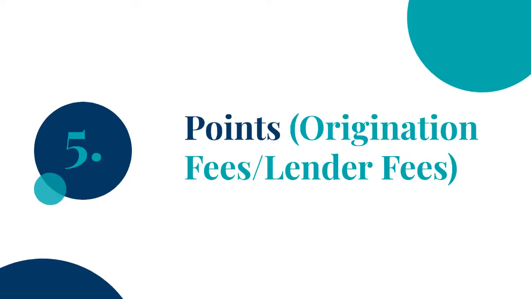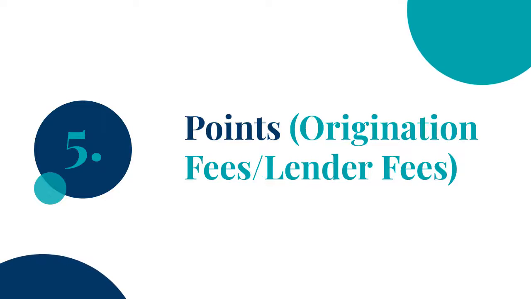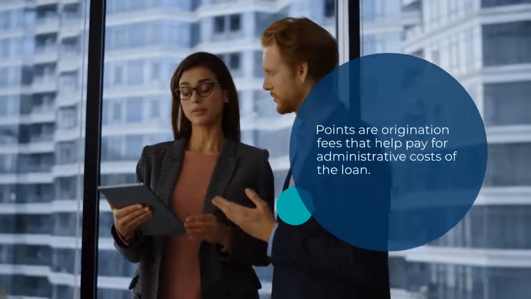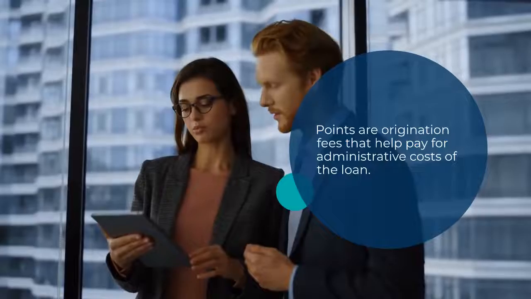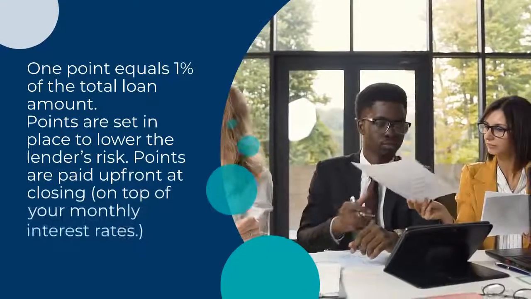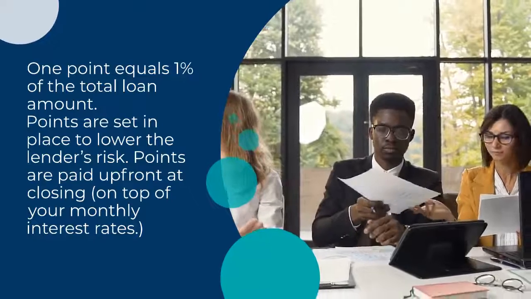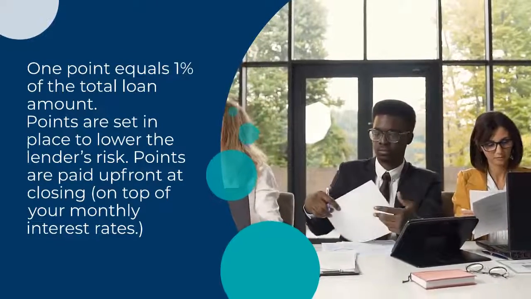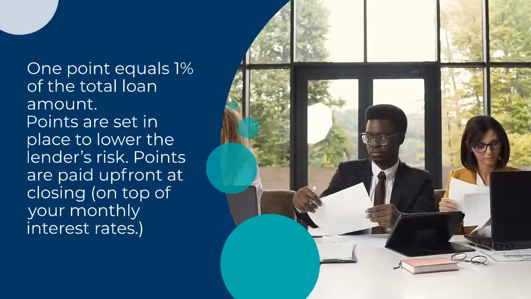Number 5, points, origination fees, lender fees. Points are origination fees that help pay for administrative costs of the loan. 1 point equals 1% of the total loan amount. Points are set in place to lower the lender's risk. Points are paid up front at closing, on top of your monthly interest rates.